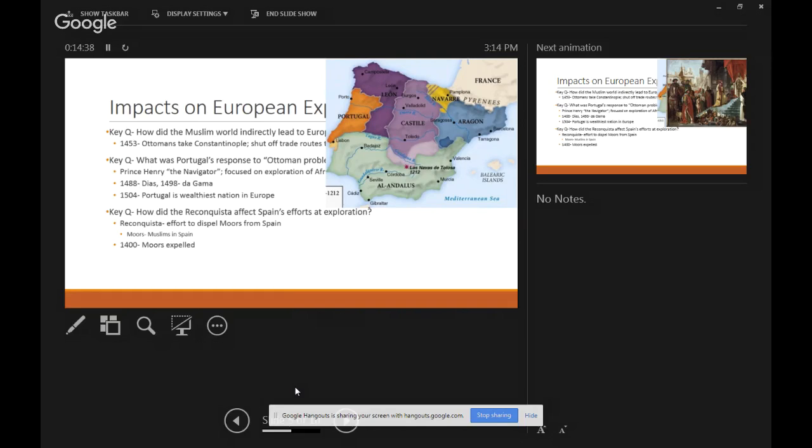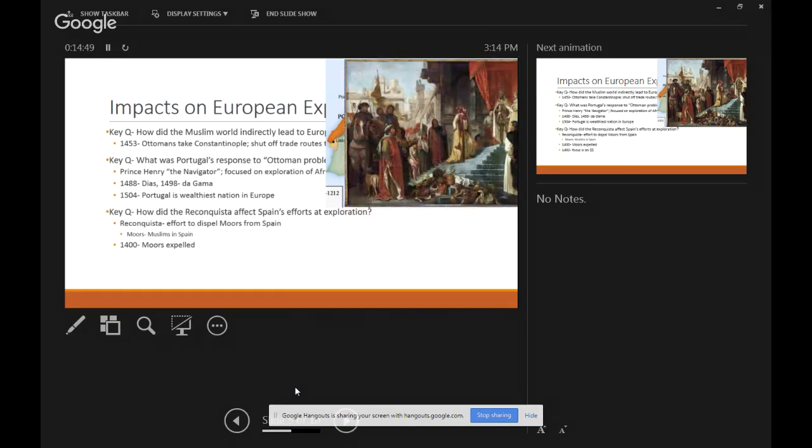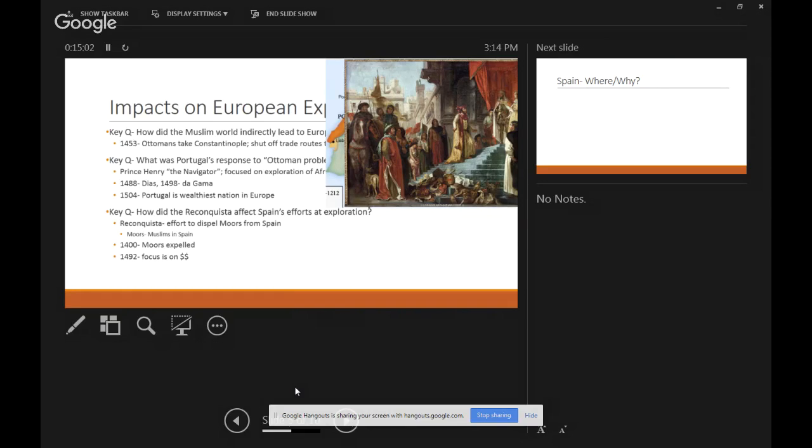So now what they're focused on is, what do we need to do to become a power again? What do we need to do to catch up to Portugal? All right? And by 1492, we're going to see some new people in charge, a king and a queen named Ferdinand and Isabella. Those 2 names are pretty famous. And they're going to send out a famous explorer. Who are we talking about?